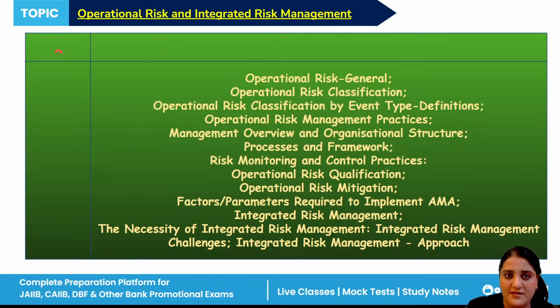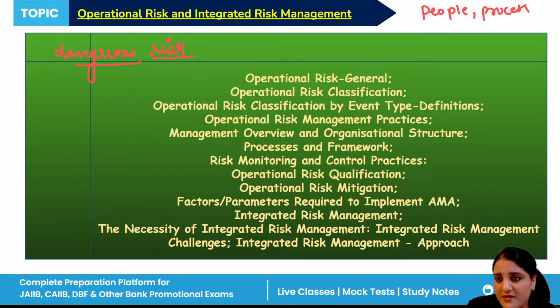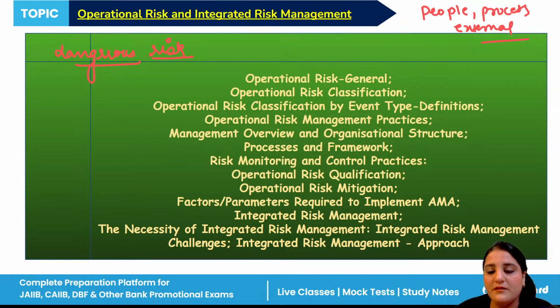Then operational risk is one of the dangerous risks, right? And this occurs due to people, process failure, or some external events. Very interesting chapter. In this we are going to learn what is the framework, and how to manage this operational risk, what banks generally do to control these types of risk. So very important chapter, and also one of the dangerous risks, this operational risk.